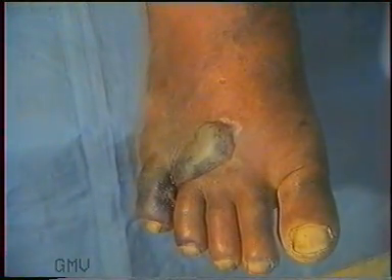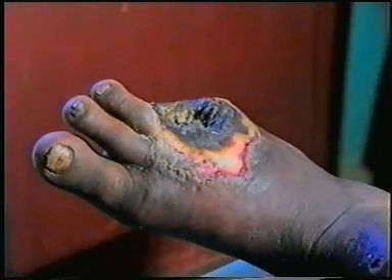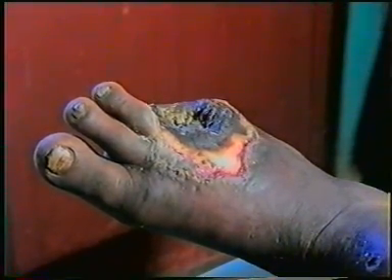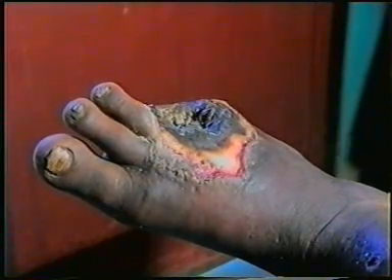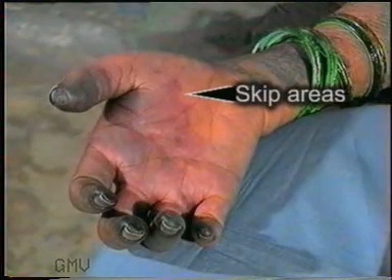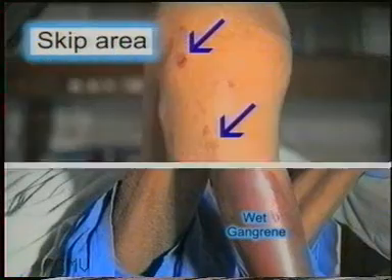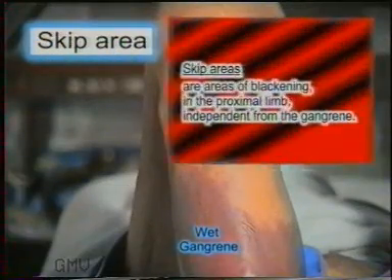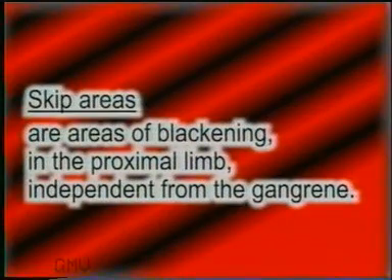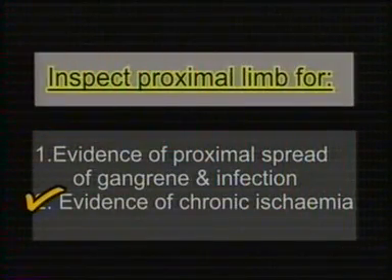This bleb proximal to the gangrenous toe indicates a spreading gangrene. Redness, edema and slough around the site of amputation of a gangrenous toe indicate infection and wet spreading gangrene. Note the black colored skip areas in the palm suggesting proximal spread of the gangrene. Skip areas are areas of blackening in the proximal limb independent from the gangrene. Next, we look for signs of chronic ischemia.